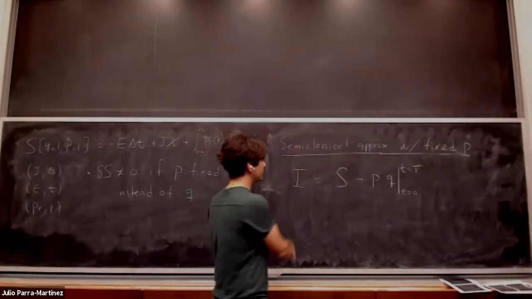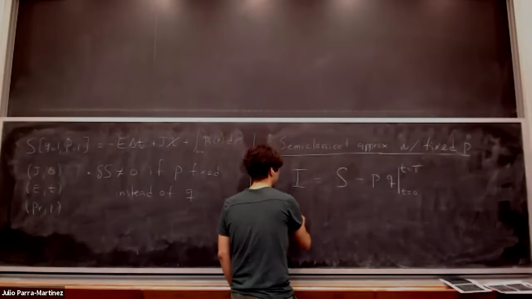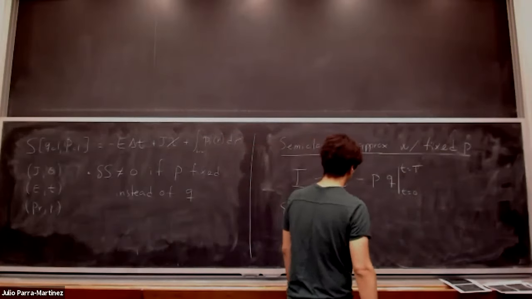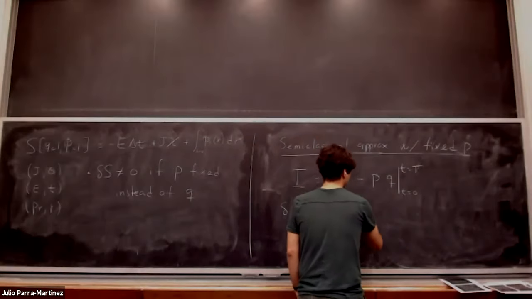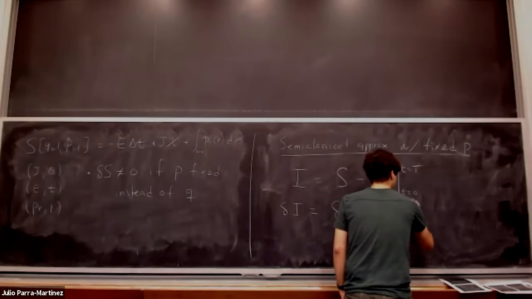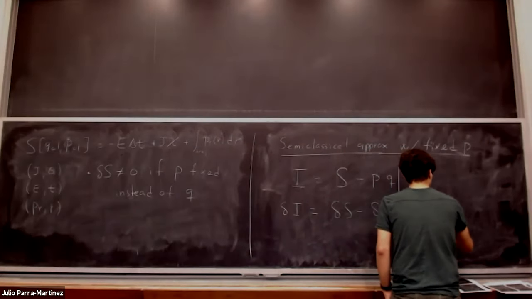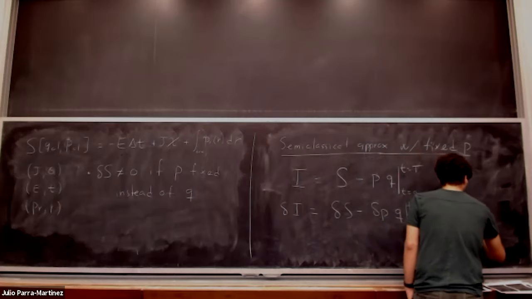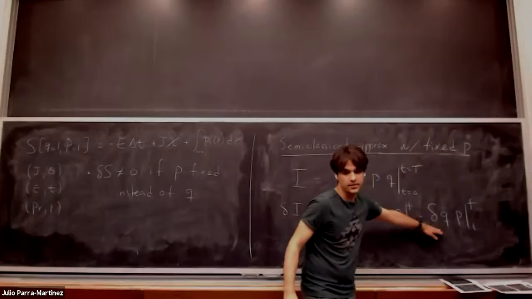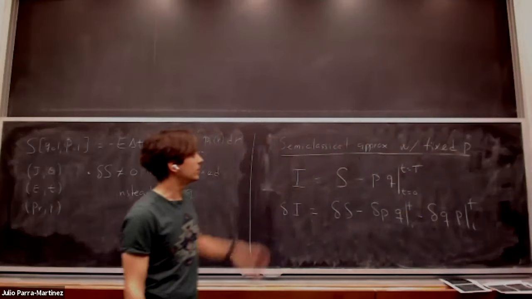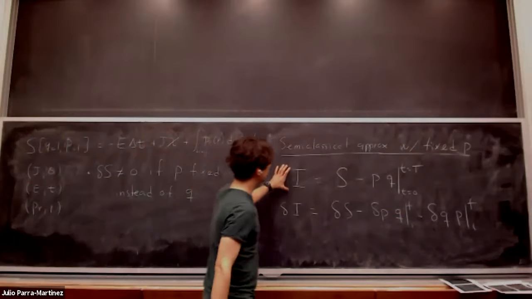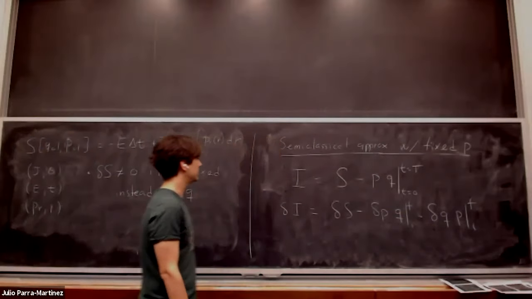Okay, and why is this well defined? Because when I vary this, it gives me the variation of S which I wrote above, but now there's a subtraction term that looks like delta P dot Q, initial and final, minus delta Q dot P, initial and final. This term will cancel the dangerous term in our original variational problem. So the semi-classical approximation with this will be well defined.